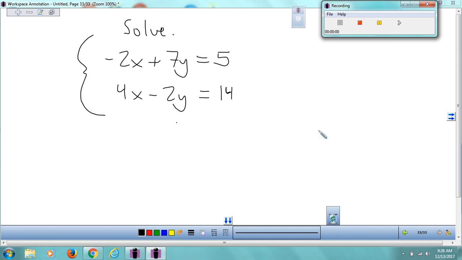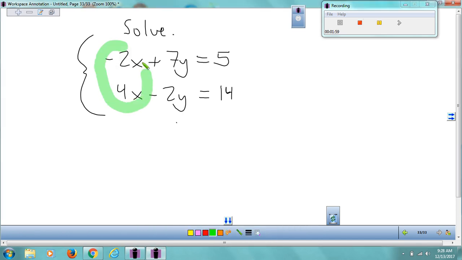So this is what I see when I look at these two equations. The x terms jump out at me, and I'll tell you why. Because if I want to use addition to eliminate, I need these x terms to be opposite. I've got a negative 2x on top, I've got a 4x on the bottom. And I notice if I double the negative 2x, that'll give me negative 4x, which is the opposite of 4x.